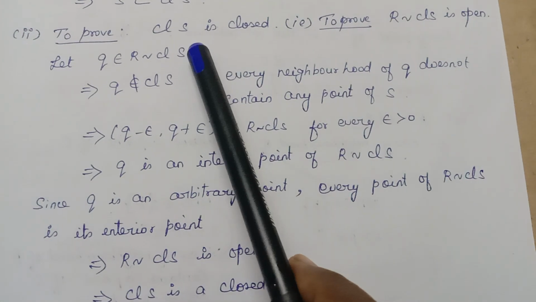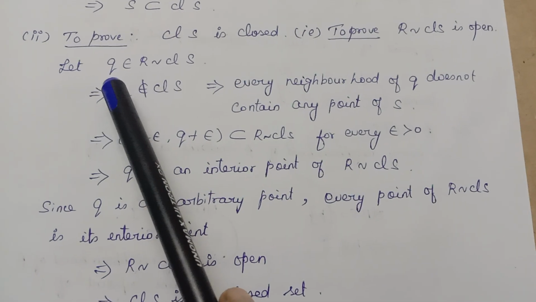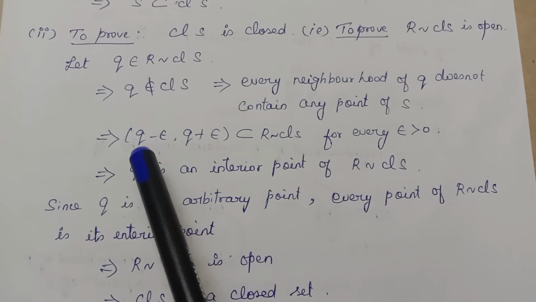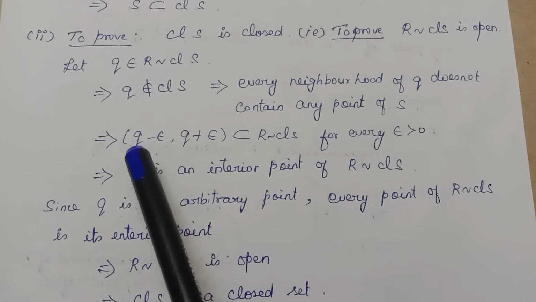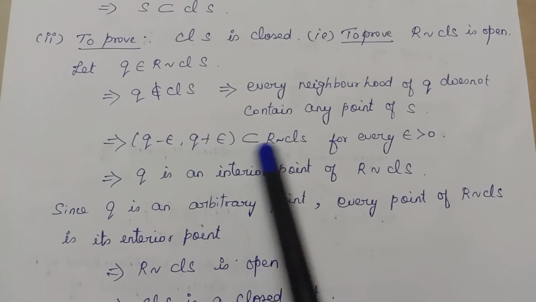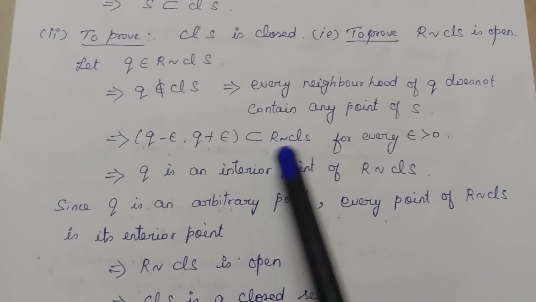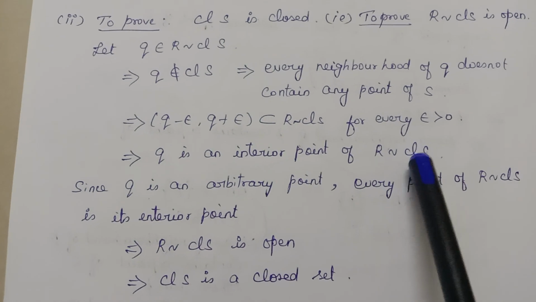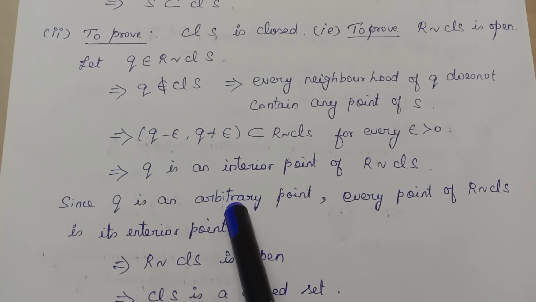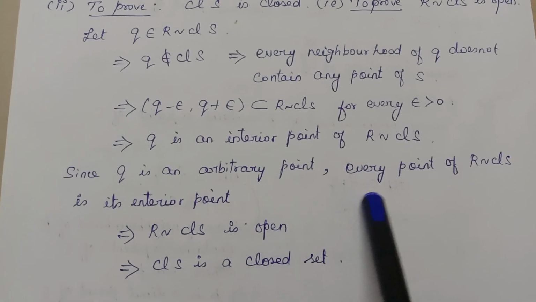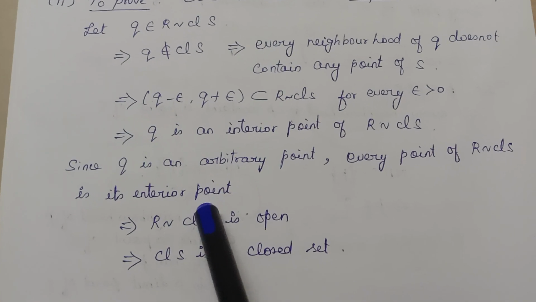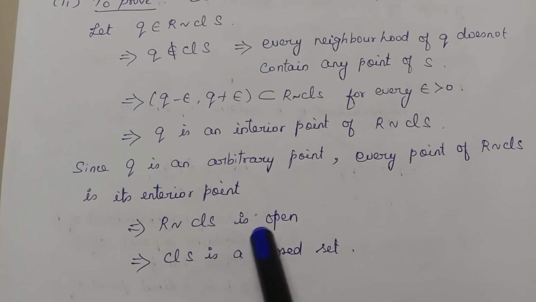Now you combine this step and this step. We have initially taken one point Q belonging to R minus closure of S. Now we have arrived at the point that the open interval Q minus epsilon to Q plus epsilon is contained in R minus closure of S. This implies Q is an interior point for R minus closure of S. This Q I have arbitrarily taken. Since this is true for any arbitrary point, what do we conclude? Every point of R minus closure of S is its interior point, isn't it? That means R minus closure of S is open.